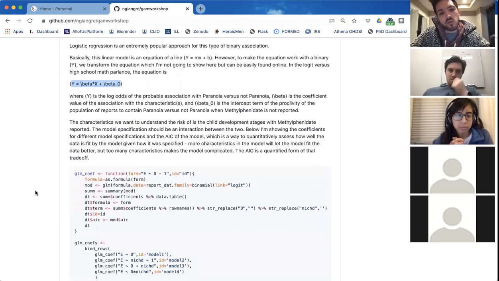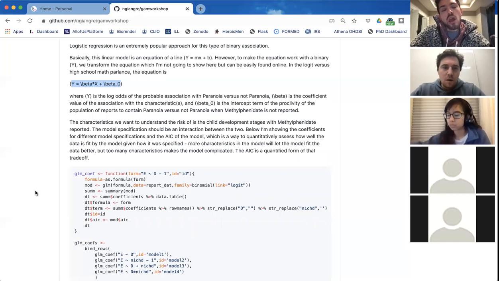The characteristics we want to understand the risk of are the child development stages with methamphetamine reported. So the model specification should be an interaction between the two, because we want to understand the risk of drug exposure at a certain stage.